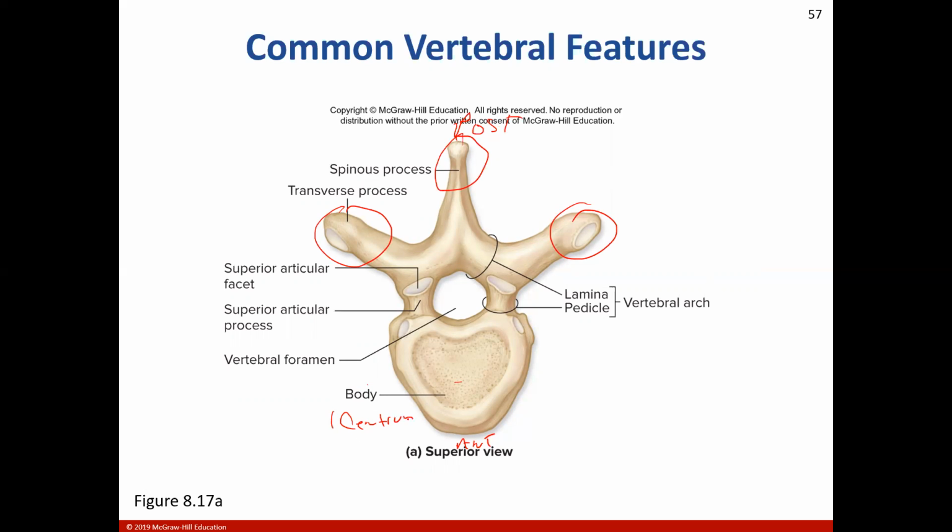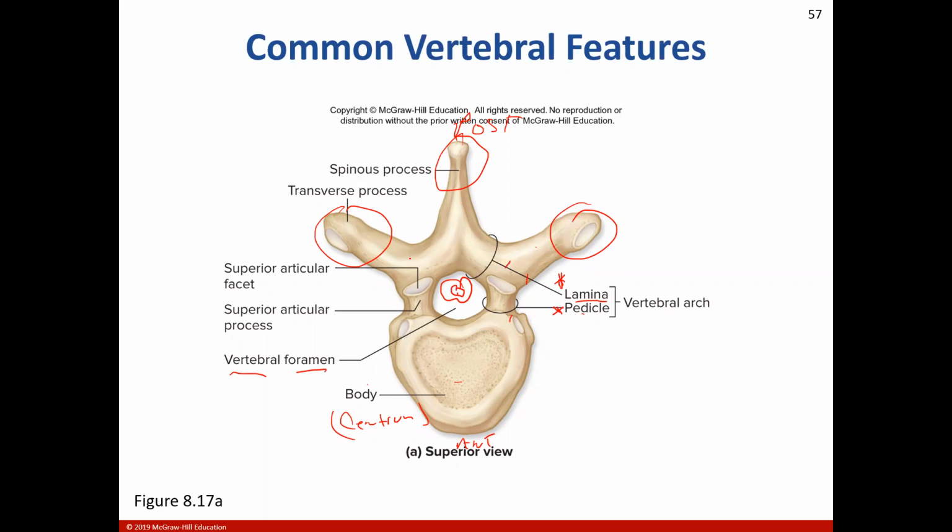Centrum means body. And the hole in the middle is where the spinal cord is, and you'll see this back in neuro when you see the spinal cord, and that's called the vertebral foramen. Now this is lumbar, and possibly thoracic because there's no transverse foramen. So the part that connects the transverse process to the spinous process is called the lamina. The part that connects the transverse process to the body is called pedicle. So get those two parts down.